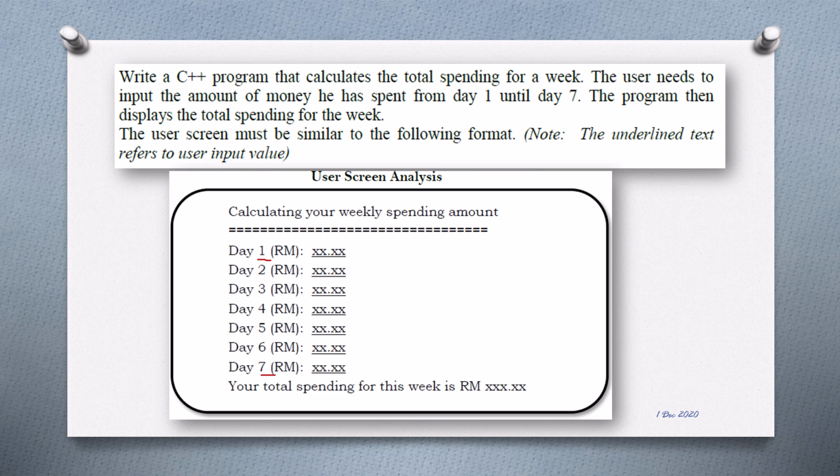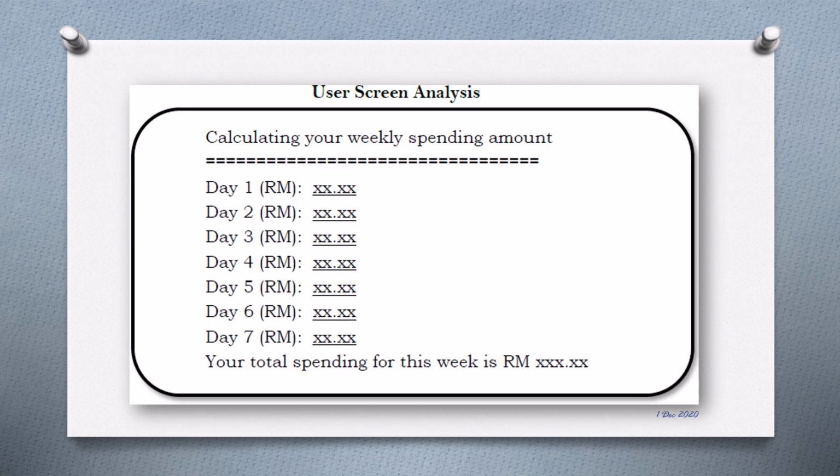Now, the user screen must be similar to the following format. The underlined text refers to the user input value. So the underlined text, from here to here, refers to the user input value. So here is the user screen analysis. Your program must match the format given by the sample user screen here. So let's analyze the user screen.